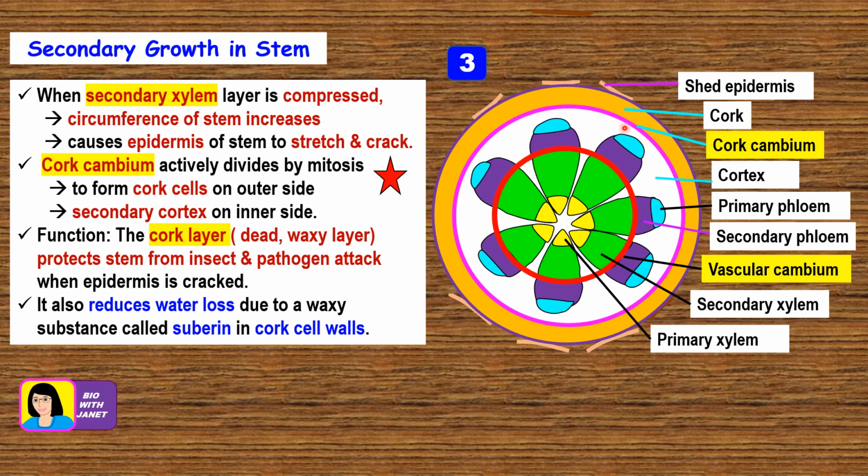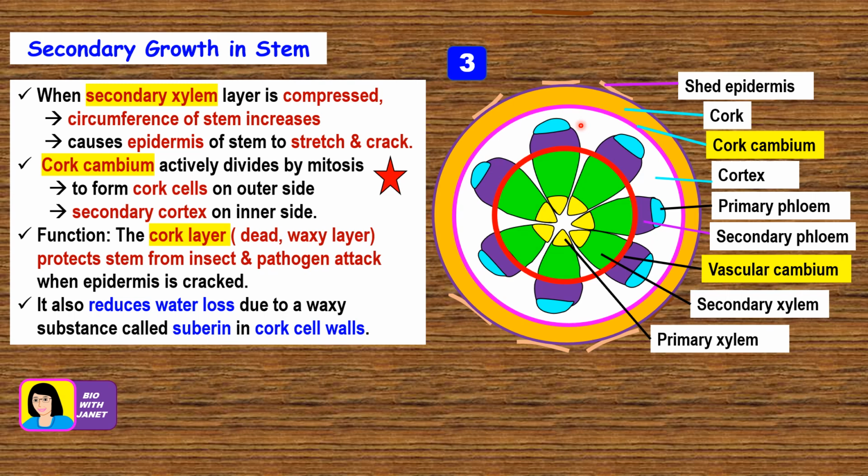Okay, so the main event is that the cork cambium actively divides by mitosis to form cork cells on the outer side here and secondary cortex on the inner side here. Okay, so what is the function of the cork layer?